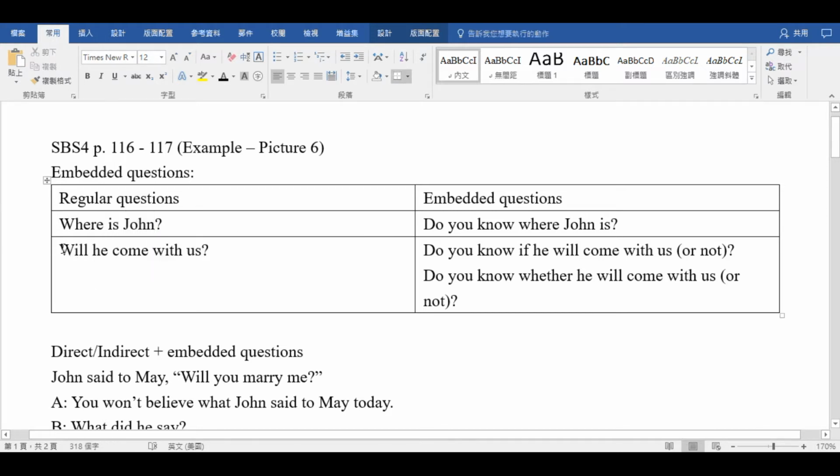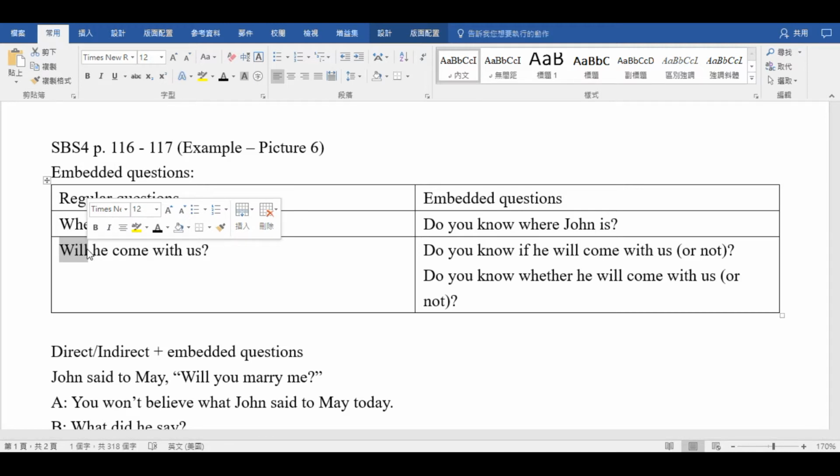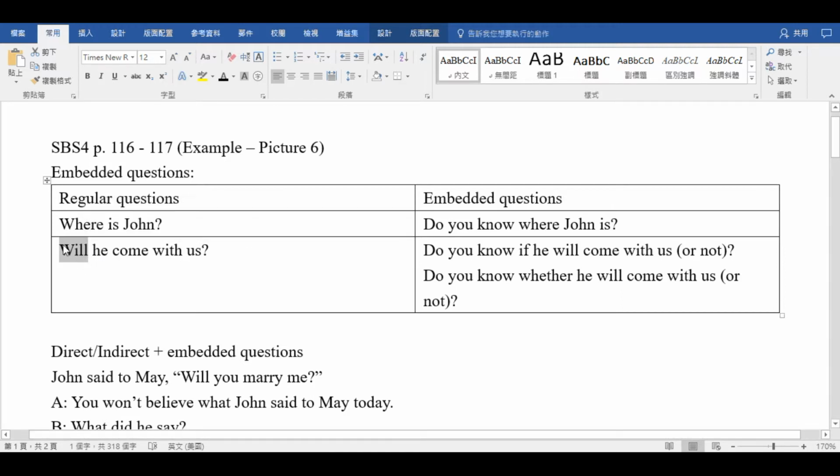Now, here is another regular question. Will he come with us? Again, this is a yes-no question, so normally a yes-no question is a question that starts with a helping verb or a be verb. In this case, a helping verb, and the helping verb is will. Will he come with us? Again, helping verb before a subject. That's how we form regular questions, making sure that verbs are before subjects.